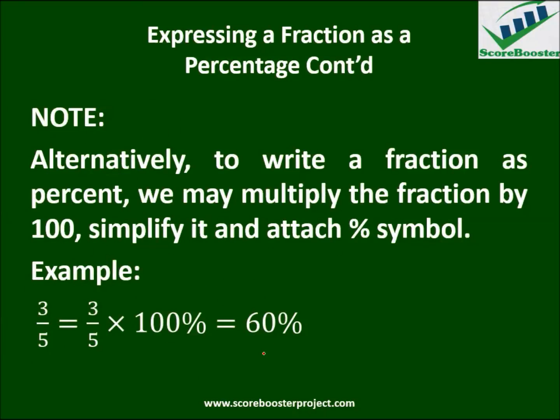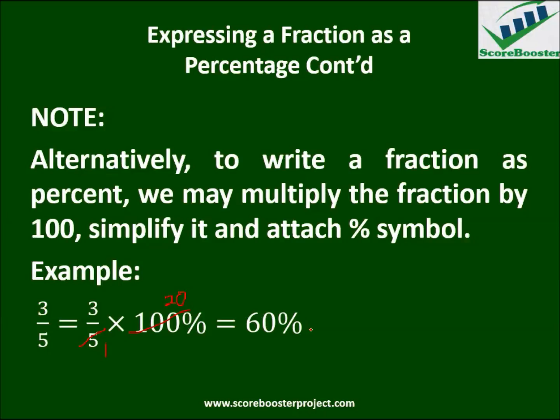So alternatively, another way of expressing a fraction as a percentage is by simply multiplying the fraction by 100%. So as in here, 3 over 5 is simply 3 over 5 times 100%, and when you do that, the 5 here, when you divide 5 by 5, you have 1. When you divide 100 by 5, you have 20. So 3 times 20, you have 60. So the percentage remains, so you have 60%.